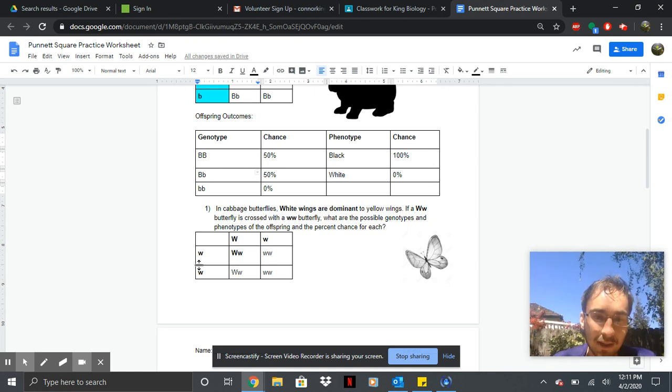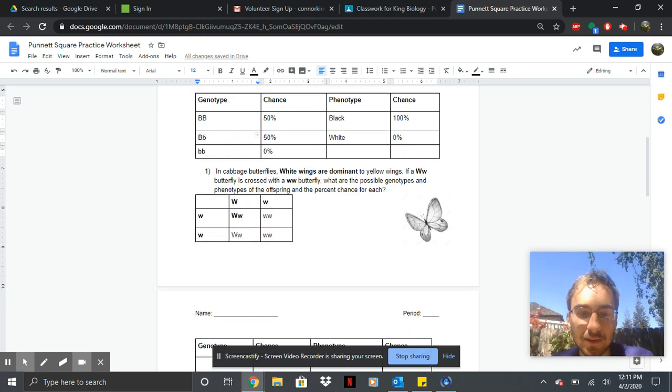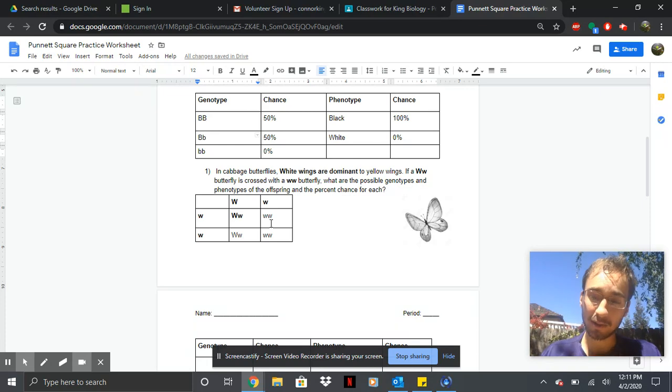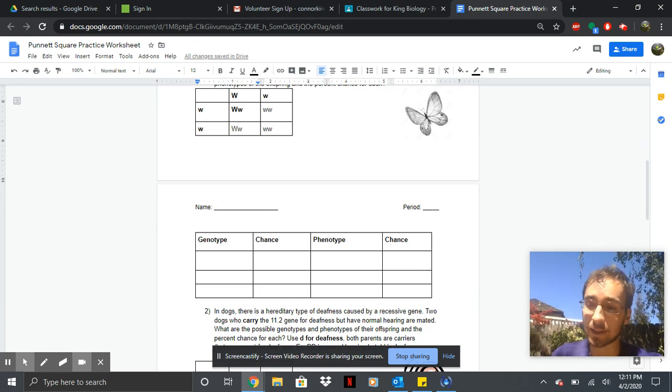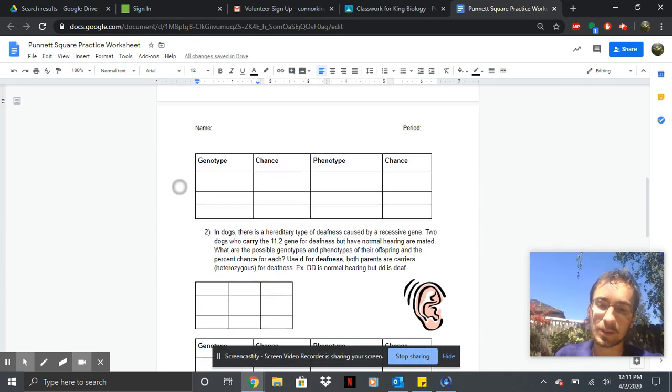So how we did this, I did this example for you. One capital, one lowercase, and then two lowercases, and then you cross them. And then down below, as you can tell, it looks like two of the four children are going to have white wings because they have a capital letter, and then two of the four are going to actually have yellow wings because they don't have a capital letter, so they're going to get the recessive trait. Okay, so you're going to fill out that information in the table.